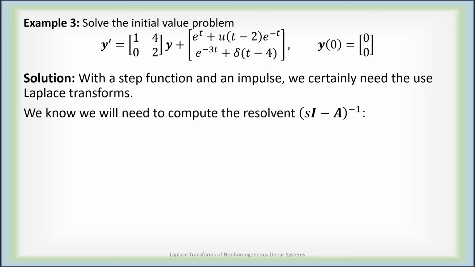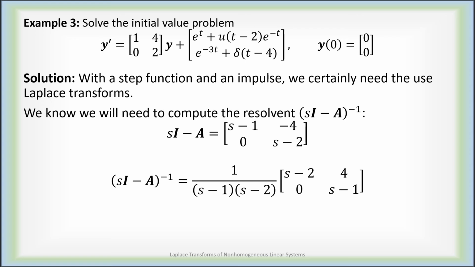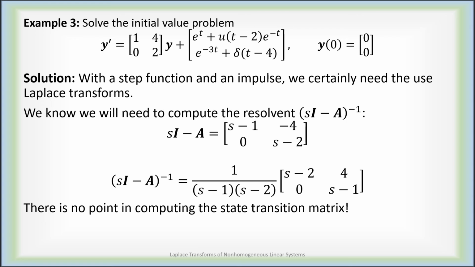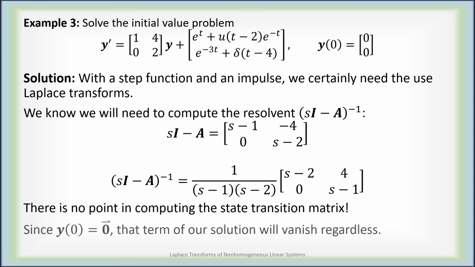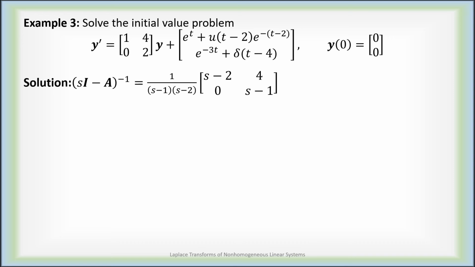So we need to compute the resolvent matrix. Since it's just a 2x2, this is going to be pretty straightforward. So here's sI minus A, which we invert using our traditional formula, and there it is. There's no point in computing the state transition matrix in this problem, however, because our initial condition is all zeros. So our state transition matrix would be multiplied by this column, which will totally vanish. So the state transition matrix is totally irrelevant in this problem. With your initial condition being all zeros, that step is no longer necessary. So here's the resolvent matrix.